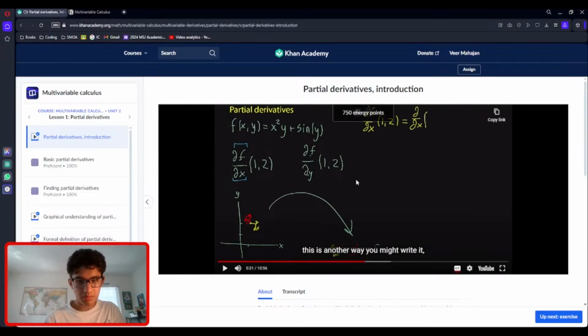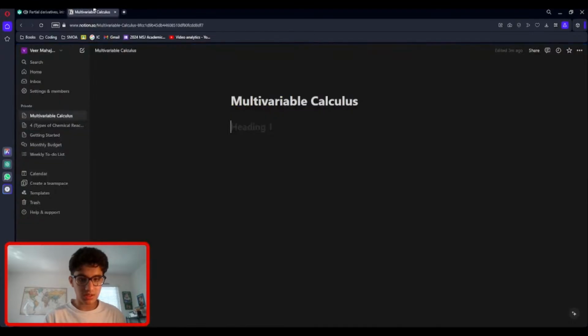So it's like taking the derivative and then you just treat all the other variables as constants. So if you're doing partial f partial x, then you just treat all the variables except x as constants. That's what he's saying, I think. But I should start writing this down actually.